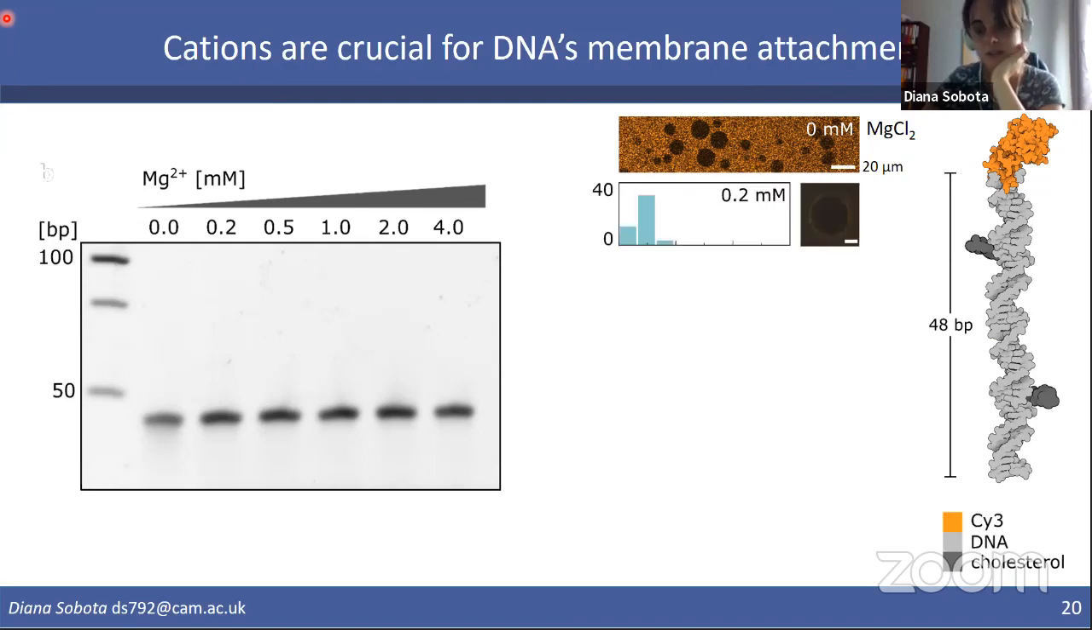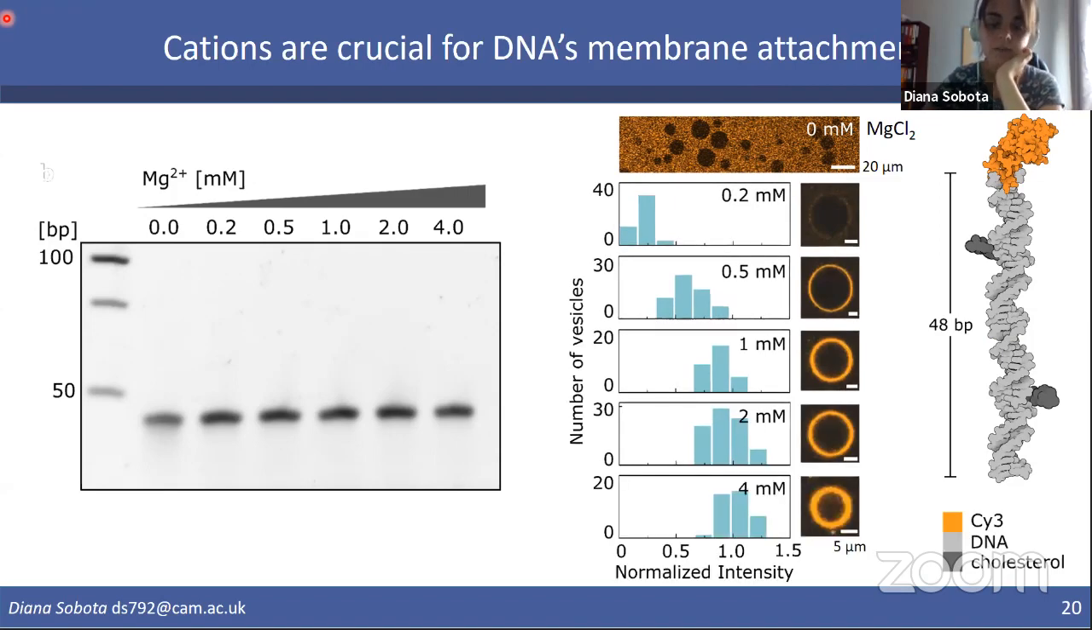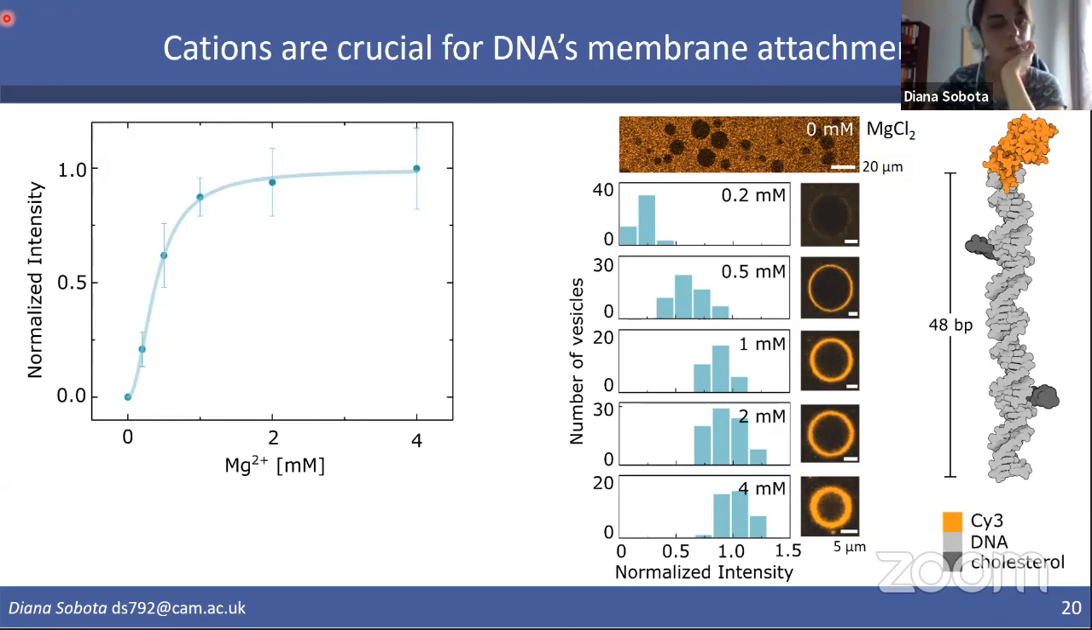Then we can start adding maybe more magnesium. We slowly start seeing something, and more. We see that the more magnesium we add, the more constructs bind to the membrane. If we plot the peaks of these histograms versus the concentration of magnesium, we get this beautiful Hill curve, which shows us how, with changing concentration of magnesium, we can control the number of attached constructs.